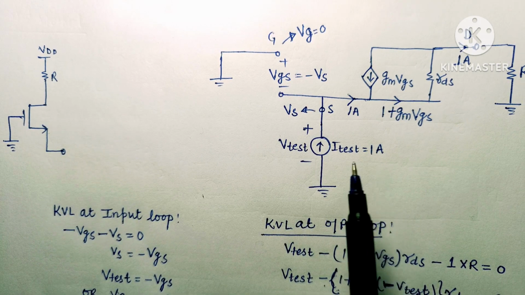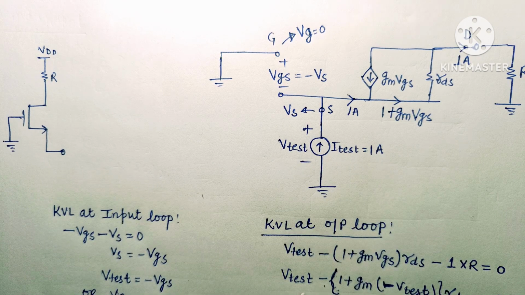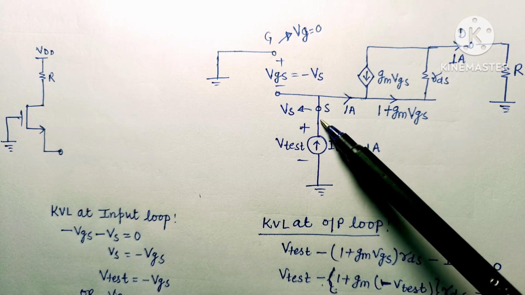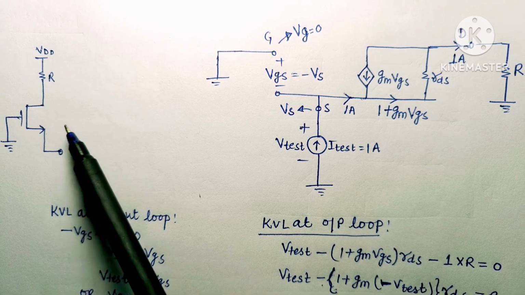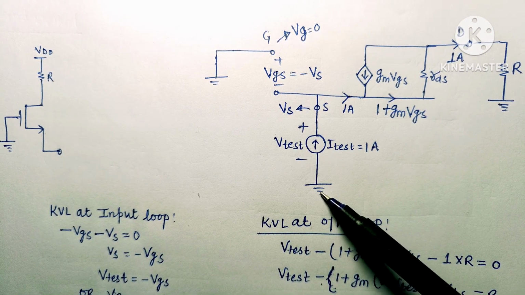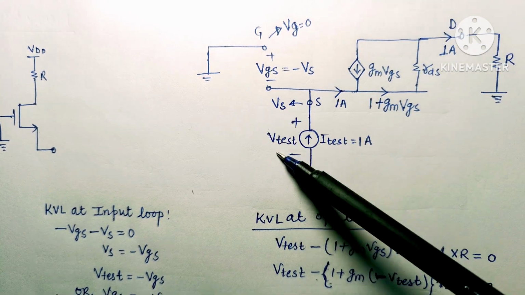Now we have connected this equivalent circuit of MOS device to find out the Thevenin's resistance of the circuit. In this question we can see that a test voltage is applied at the source, as we have to find out the Thevenin's equivalent resistance at the output port. So here test voltage has been applied at the source, and this ground is connected to this ground, so this is the output port and this is the input port.